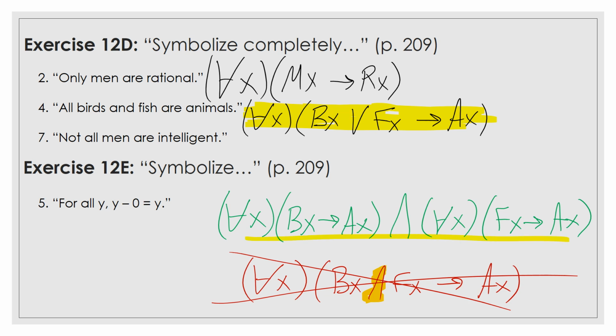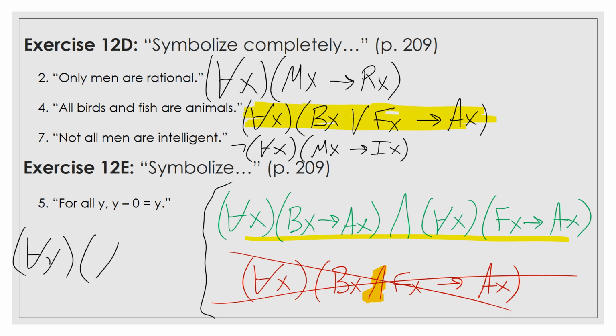Number 7, not all men are intelligent. The not is denying the universal quantifier. So we'll say it is not the case that for all x, if x is a man, then x is intelligent. Number 5 is for all y, y minus 0 equals y.